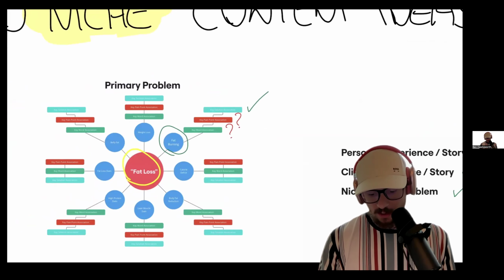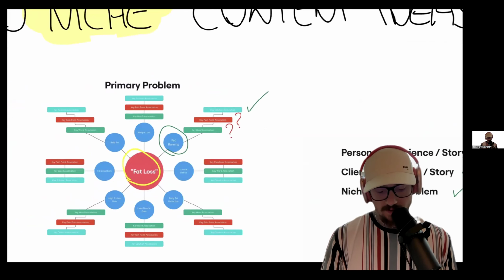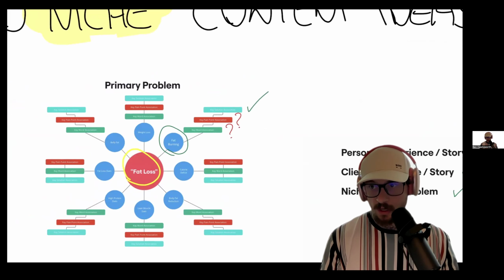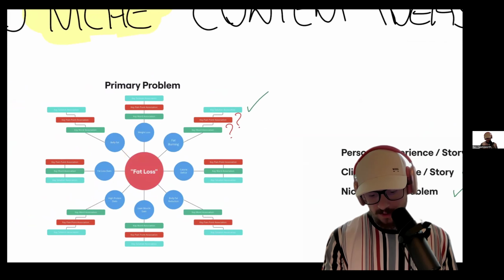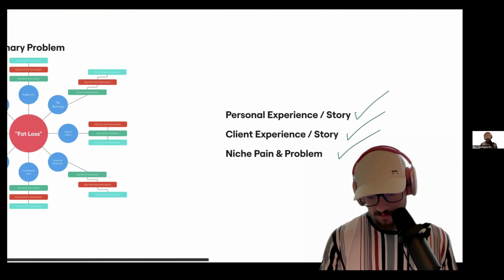So when we're looking to times that by 8, so we've got 8, 16, we've got 24. Do you know what I mean? We're starting to really expand out into loads of different areas, but we're always coming back to what is that niche specific primary problem, because that is where we're obviously going to be getting the best results for people, guys.